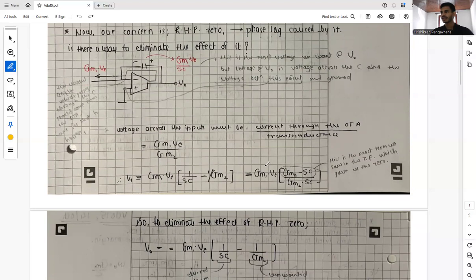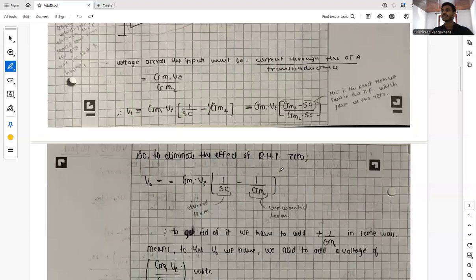From that we can derive GM1 times VE, and when we solve this term a little further, this is what we get. In the numerator this is the exact term we saw in the transfer function which gave us the zero. So let's eliminate the zero.